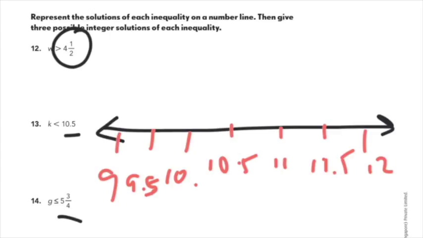Okay. So it says k is less than. So if it's less than, I'm going to get a different marker here. Less than 10.5. So we have to have an open circle. So we're going to go to the left. The reason why we're going left is because it's less than.